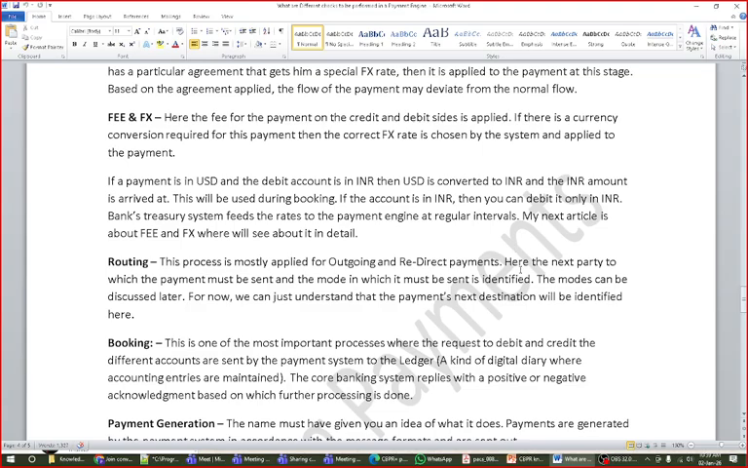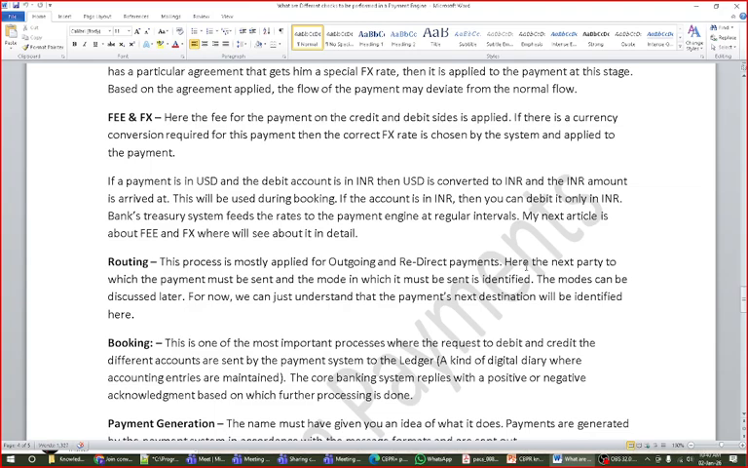If any bank wants to earn more profit, they can change their FX rate accordingly. Always the FX selling rate is higher and the buying rate is lower, like everywhere, right? If you go to buy gold also, your buying price is higher and the selling price is lower. The same concept is applicable here as well.